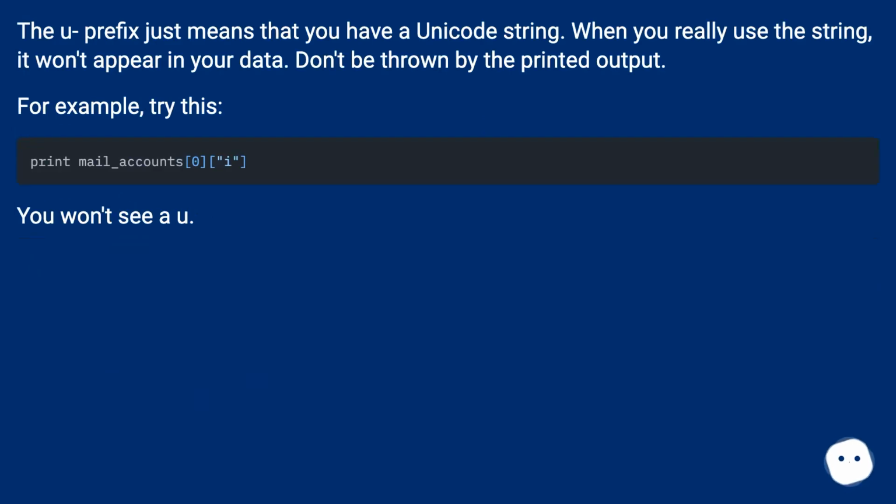The u prefix just means that you have a Unicode string. When you really use the string, it won't appear in your data. Don't be thrown by the printed output. For example, try this. You won't see a u.